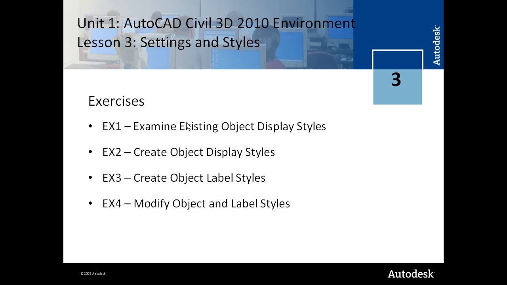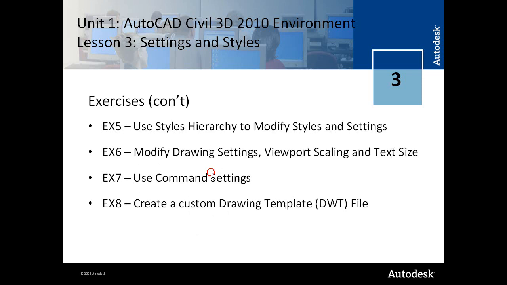In Exercise 1, you examine some existing object display styles. In Exercise 2, you learn how to create styles. In Exercise 3, you learn how to create label styles. In Exercise 4, you learn how to modify both object and label styles. And here the emphasis is on actual point styles and point label styles. And in Exercise 5, you learn how to use styles hierarchy to modify styles and settings.